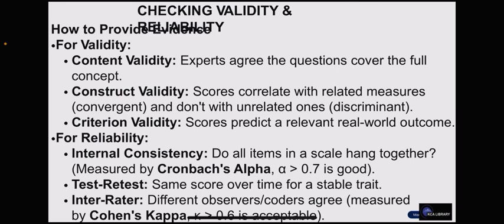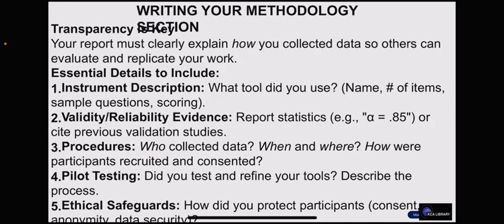Internal consistency asks: do all items in a scale hang together? For test-retest, you get the same score over time for a stable trait, so when you retest, it still brings out the same score. For inter-rater reliability, different observers or coders agree with each other.